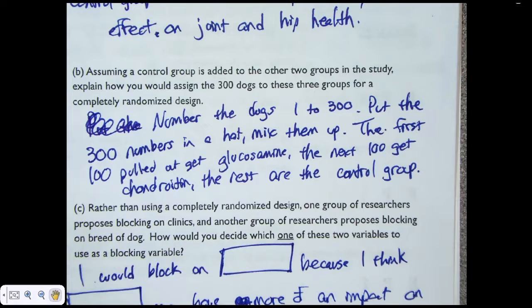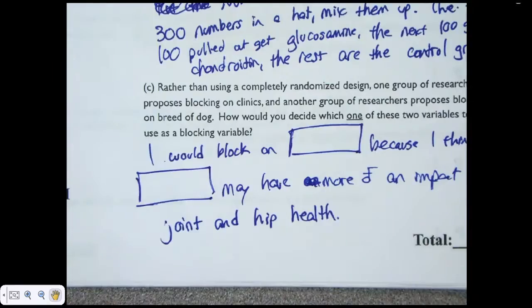I think I told you this before. They accepted this answer. Put 300 dogs in a bag. Mix up the dogs. The first 100 you pull out get whatever, the next, and so on. Statistically, they said yeah, that makes sense. Seems a little inhumane, but they did take that answer. Question then, part B.